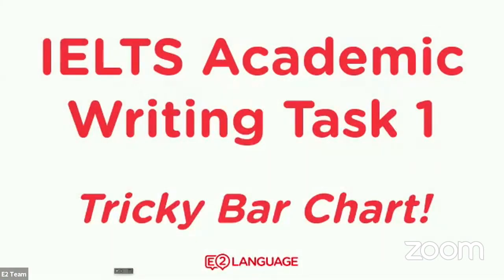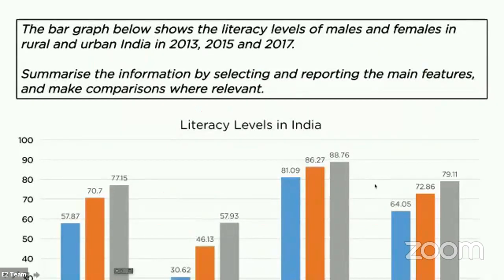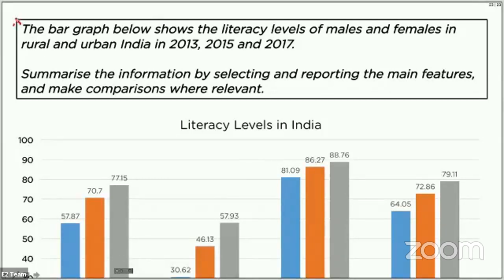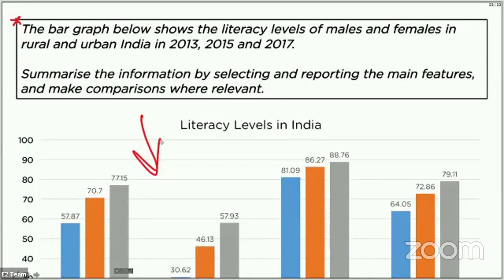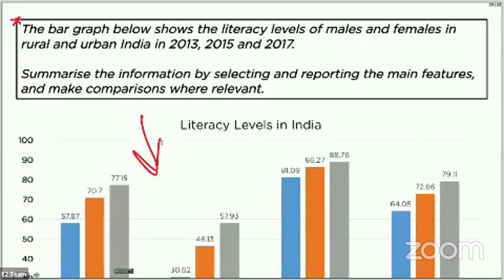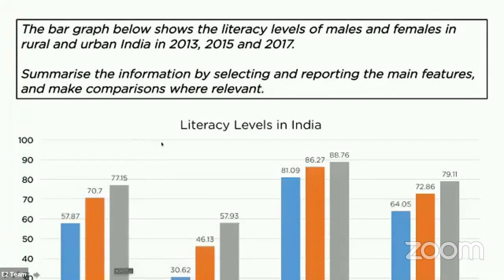So this one is IELTS Academic Writing Task 1. We're going to look at a tricky bar chart. Just before we look at that bar chart, let's read the graph description, which is here. This is the first sentence in this box here. It says, the bar graph below shows the literacy levels of males and females in rural and urban India in 2013, 2015, and 2017. Let's read it again. So this bar chart here shows the literacy levels, or how well people can read and write, of males and females in rural and urban India in 3 different years.